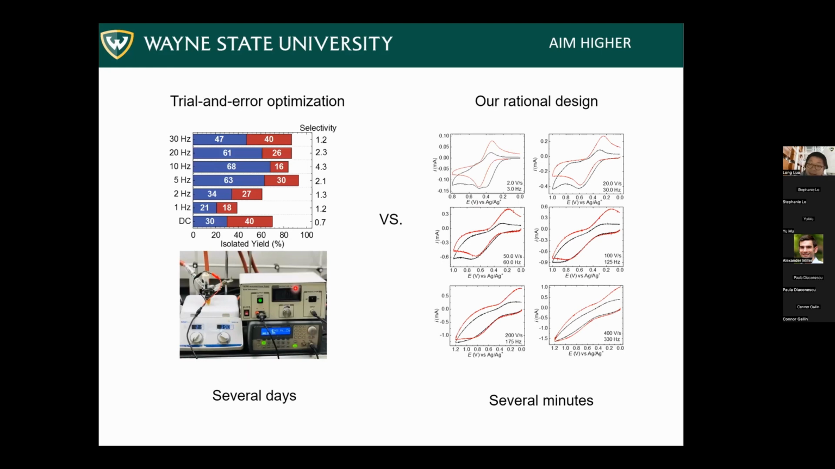Because when we were doing this trial and error optimization of frequencies, it took us several days to complete one substrate, and every substrate will be different. If I have a substrate scope of 30, it will take us like half a year to complete the substrate scope of a reaction, which is not fun. But now, we developed this design method. It would take about several minutes to run the CVs and find out what's the best frequency we should use.